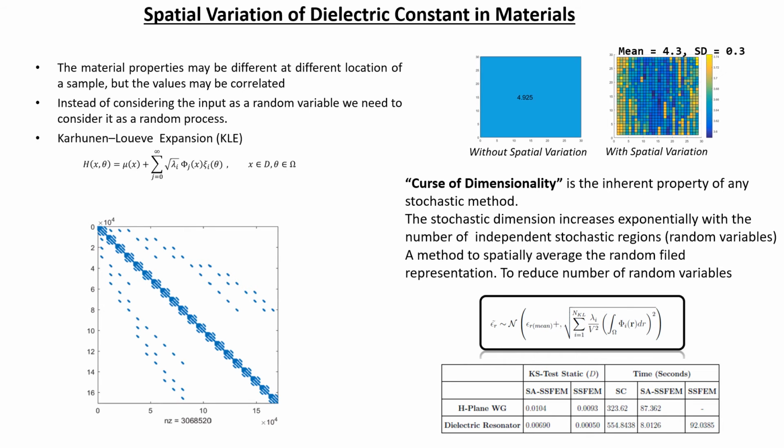This would increase the stochastic dimension beyond computational capability. To tackle this issue, we propose a spatially averaged SSFEM, which would reduce the KL expansion to an equivalent dielectric constant varying as a single random variable, the mean and standard deviation of which is evaluated by spatially averaging the KL expansion. This would reduce the stochastic dimension to one random variable per stochastic region. This allows faster computation of EM response when multiple spatially varying regions are present in the model. A comparison of SA-SSFEM, SSFEM and SC is given in the table.